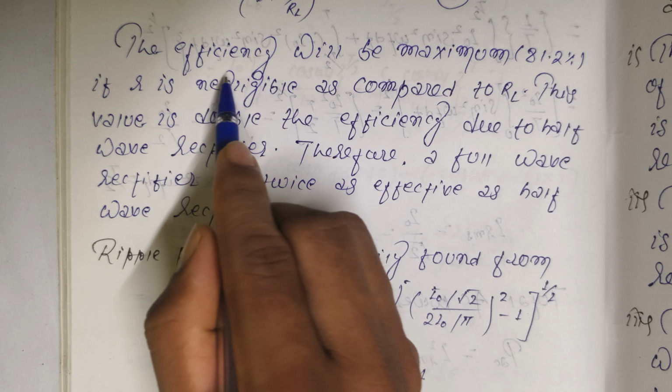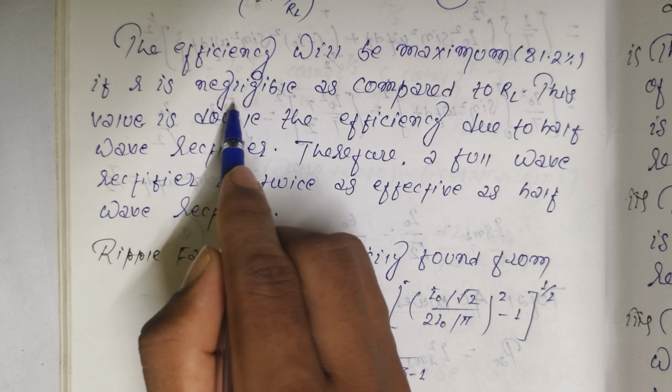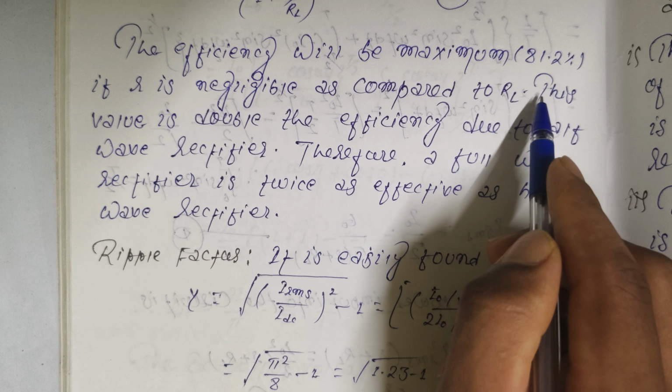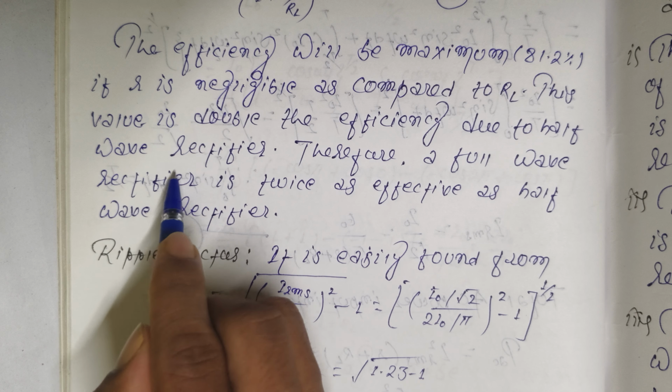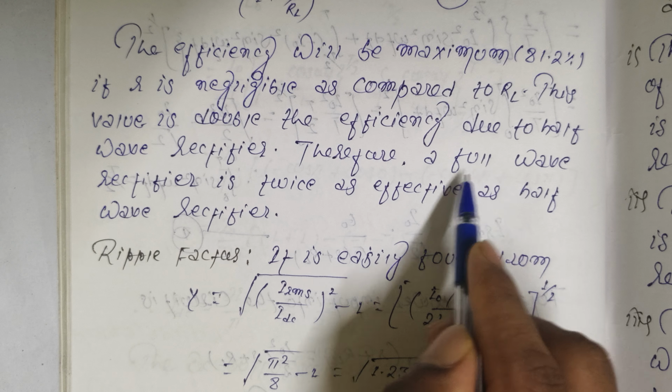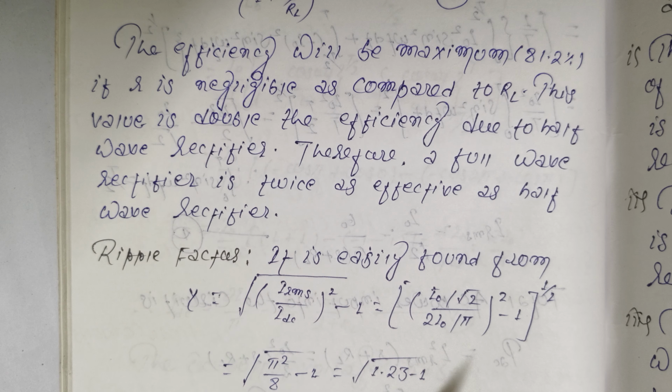The efficiency will be maximum, 81.2%, if R is negligible as compared to RL. This value is double the efficiency of the half wave rectifier. Therefore, a full wave rectifier is twice as effective as a half wave rectifier.